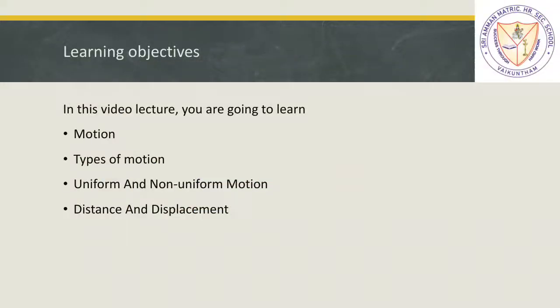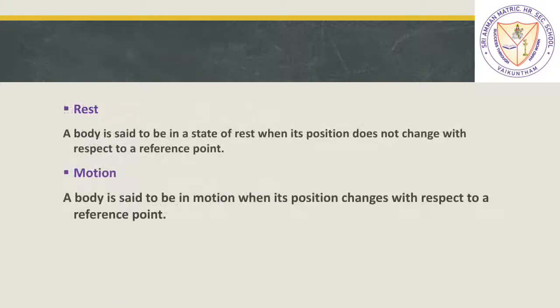In this video lecture, we are going to study about motion, types of motion, uniform and non-uniform motion, distance and displacement. Whenever we talk about the state of an object, we know that there are two states, that is rest and motion. I'm not talking about their physical state, that is liquid, solid and gases. I'm not talking about that. When it is motion, we can talk about two states, that is rest state and motion state.